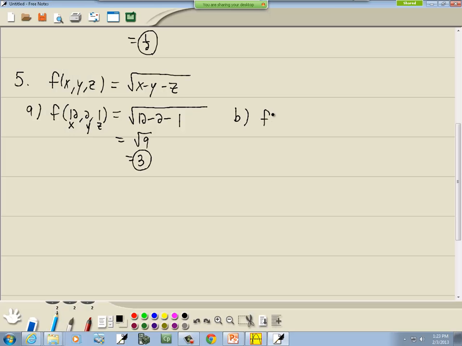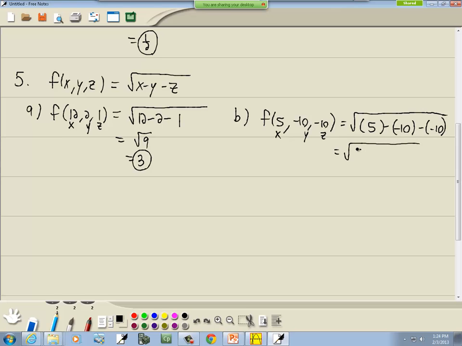B, we want to find f of 5, negative 10, and negative 10. So we're going to go through. And again, if you mess up on signs, it's probably a good idea for you to go through and put parentheses in before you plug in your numbers. Everything else remains the same. And this is x, this is y, and this is z. So x we said was 5, y is negative 10, and z is negative 10. Negative negative becomes positive, so we got 5 plus 10, which gives us square root of 25, which gives us 5.